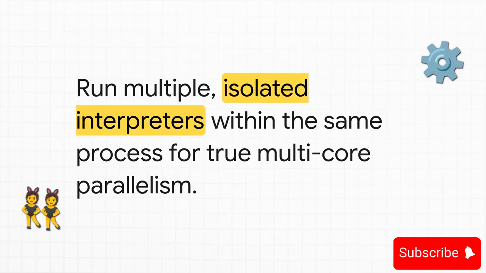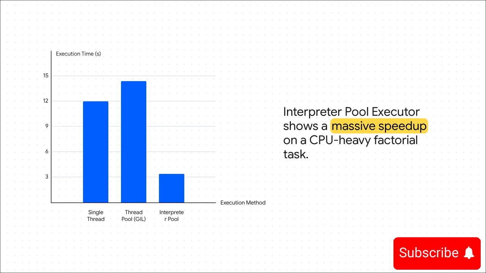It lets you fire up separate, totally isolated Python interpreters, but all inside the same process. Each one gets its very own GIL, which means they can all run code on different CPU cores at the exact same time. You get the memory efficiency of threads, but with the isolation you need for real parallel processing. And this chart says it all.